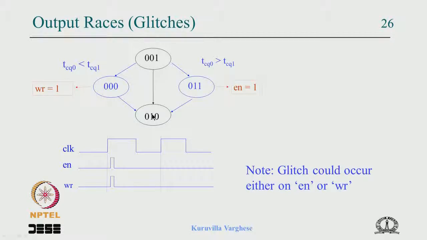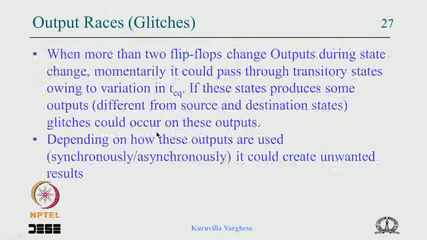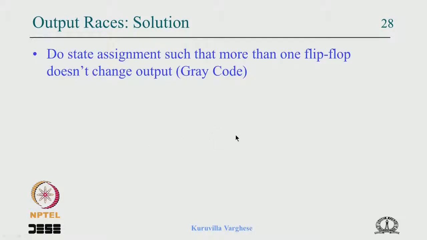So it shows that if the state transitions can be logically adjacent, or you say sometimes Gray coding, so that when a state transits from one state to another, those states are logically adjacent and change by only one bit, then this problem wouldn't arise. So working from the fundamental cause, we can say the solution is to do state assignment such that more than one flip flop doesn't change at the output.